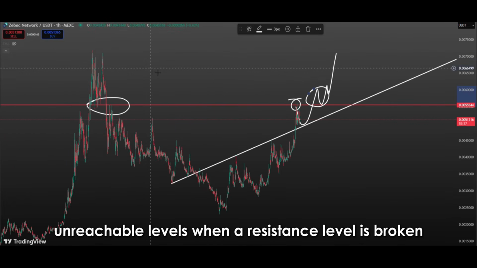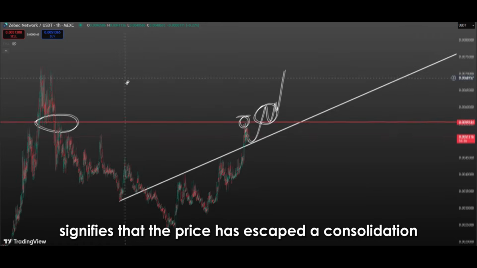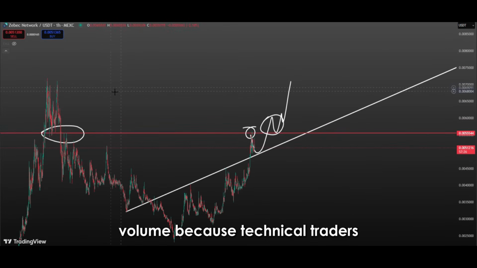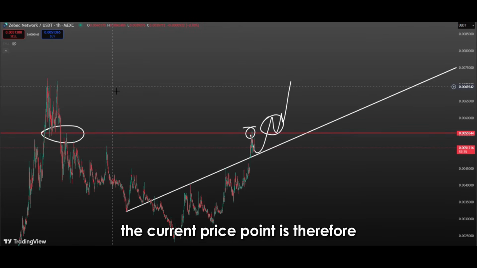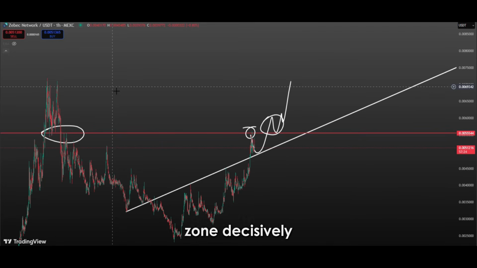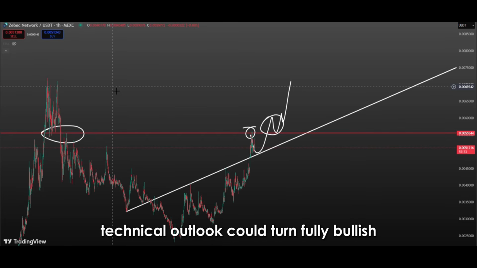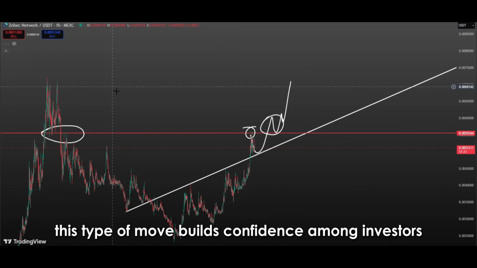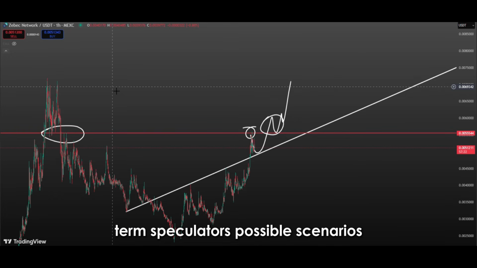When a resistance level is broken, this breakout typically signifies that the price has escaped a consolidation range. Such breakouts are often accompanied by increased volume, because technical traders react to them by entering positions. The current price point is therefore of critical importance. If the price manages to break through this resistance zone decisively, the uptrend may accelerate, the technical outlook could turn fully bullish, and new targets may emerge. This type of move builds confidence among investors and also draws the attention of momentum traders and short-term speculators.